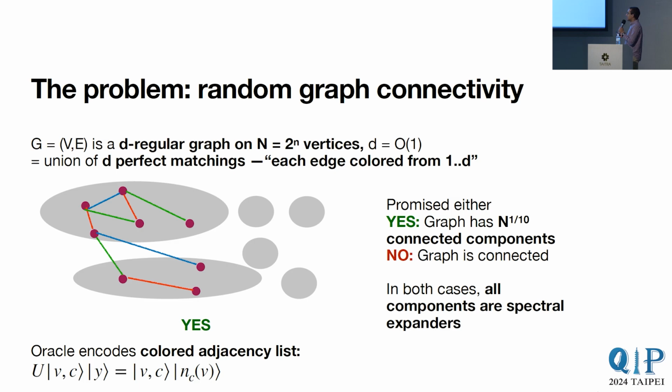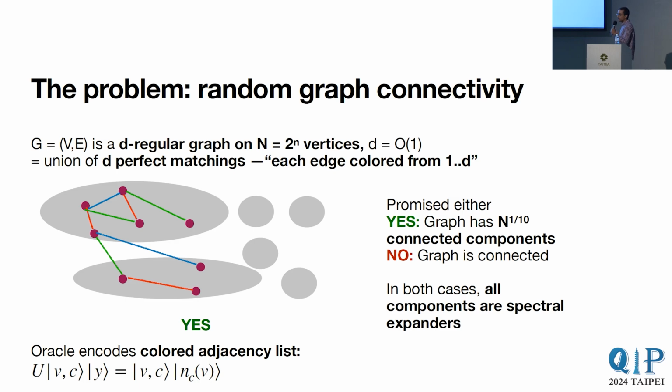Let me see, at a high level, what's the idea? The idea is that the oracle will encode the adjacency matrix of an exponentially large graph. And the problem will be to decide whether the given graph is in one of two cases. So we're promised the graph has 2^n vertices, and it's also a d-regular graph for d a constant. So each vertex has degree d, and each edge is actually colored with a color from 1 up to d.